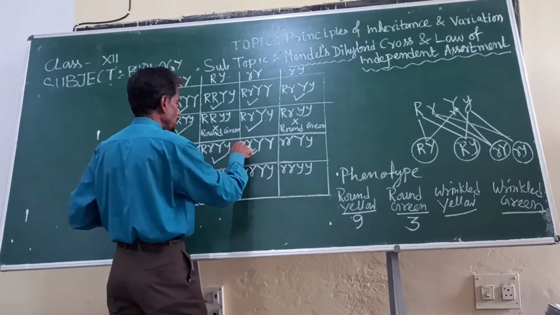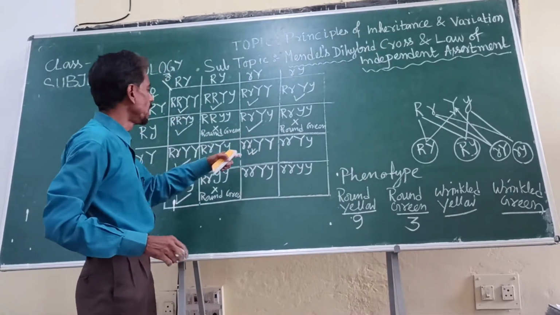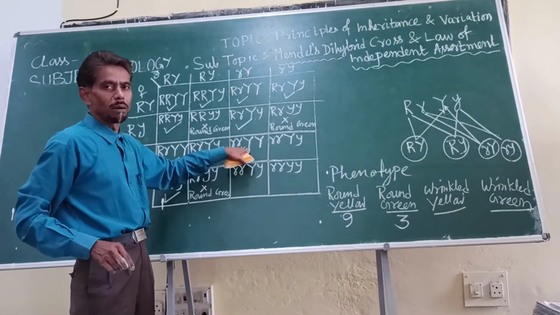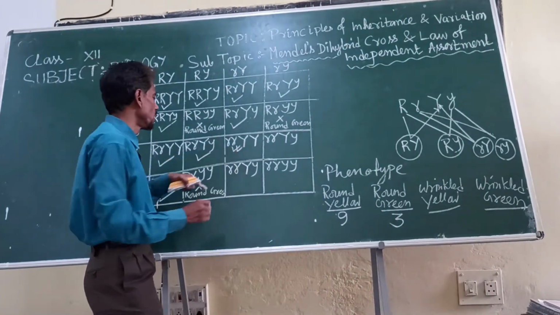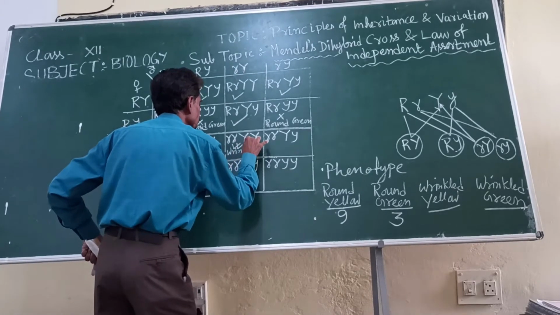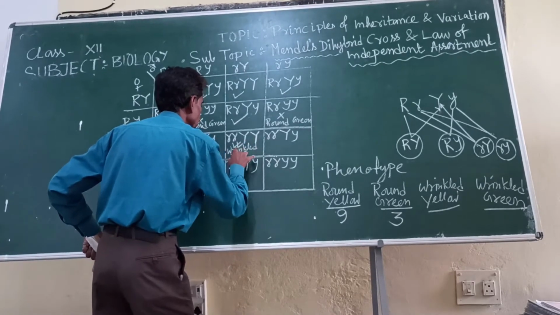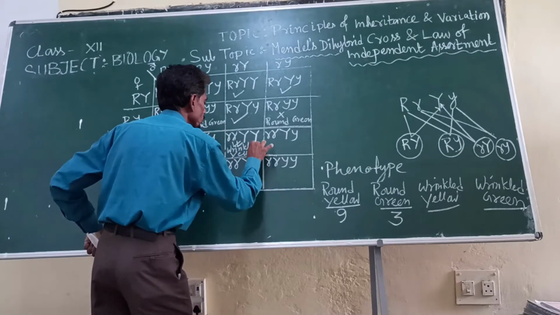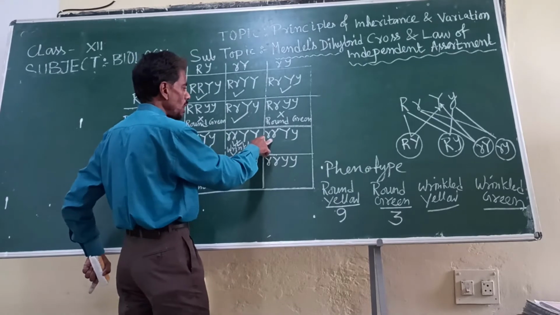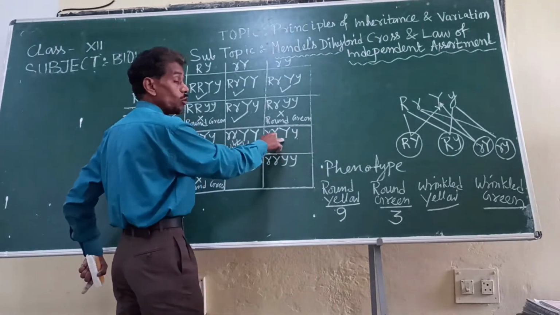Wrinkled yellow. Both are small r, so wrinkled, and at least one capital Y should be there for becoming yellow. So this is wrinkled yellow, right? Wrinkled yellow. Then this is also wrinkled yellow because both are small r, but one capital Y is there.